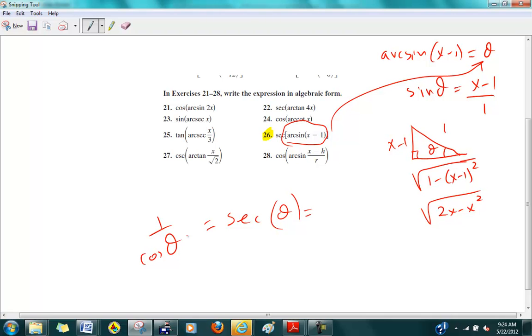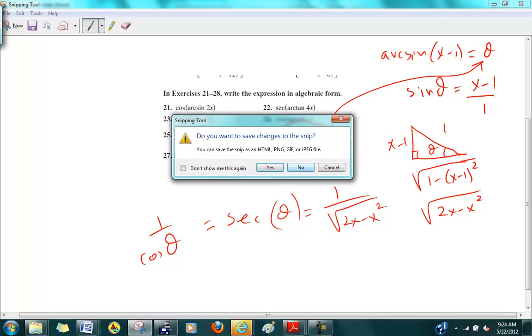What's the hypotenuse in the triangle? What's the adjacent? 2x minus x squared. And the book doesn't expect you to rationalize this, okay? They are okay with leaving the square root downstairs. All right, you guys got this down? Okay, you good? Okay, one last example and then we are done.